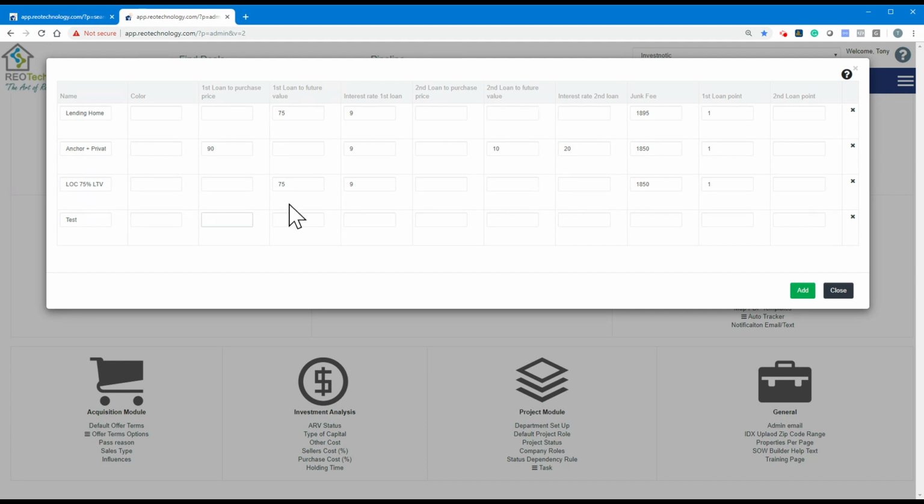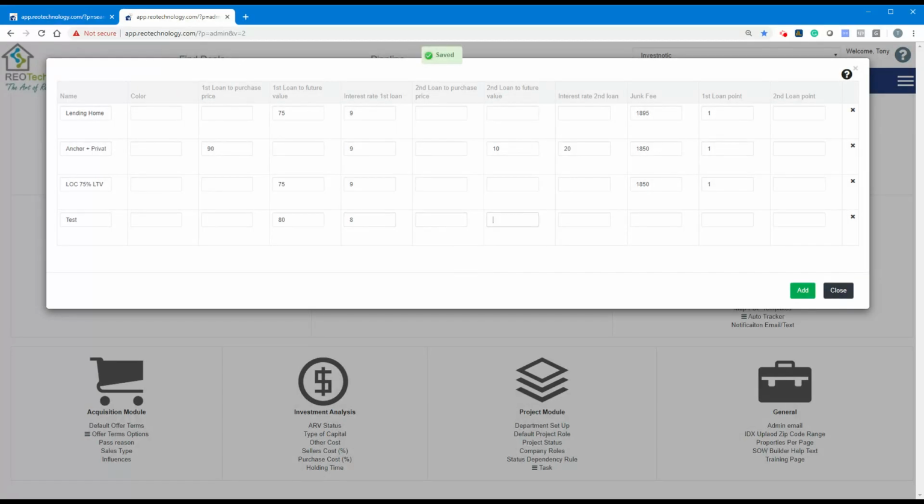up to 75% loan to value. So depending on those variables, let's just say we're going to go with a 75% or 80% loan to purchase. And my interest rate, 80% loan to future value. My interest rate is going to be 8%.